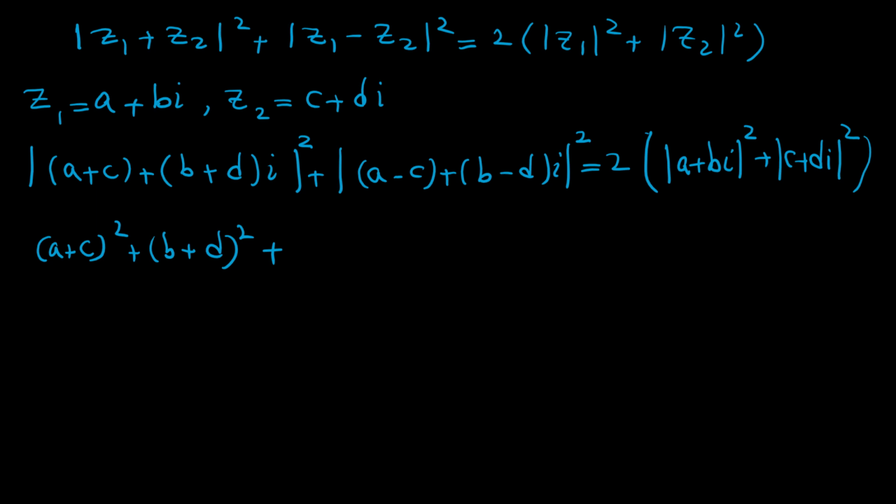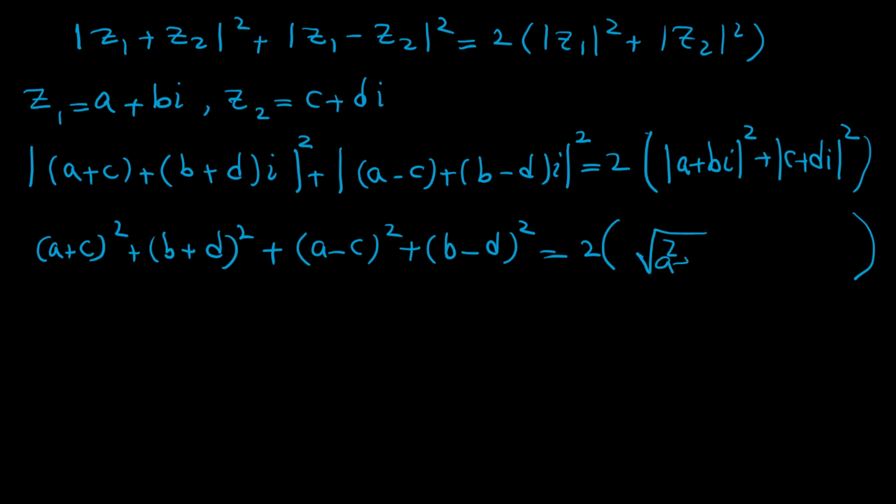The next absolute value is (a − c)² + (b − d)². What about the right side? On the right side we have 2 times the absolute value of a + bi squared. The absolute value of a + bi is the radical of a² + b². But when we raise this to the power of 2, the power of 2 and the radical cancel, so it equals only a² + b². And likewise, the absolute value of c + di squared is c² + d².